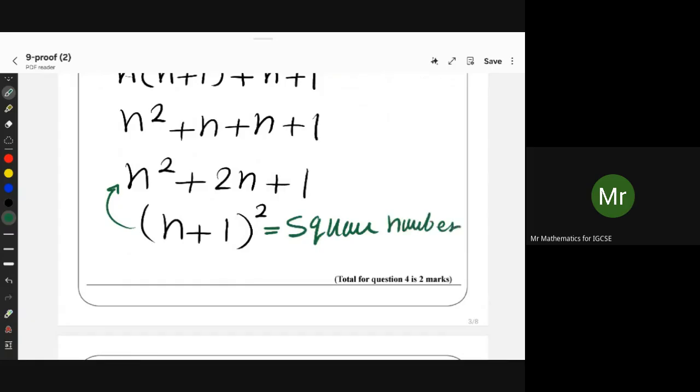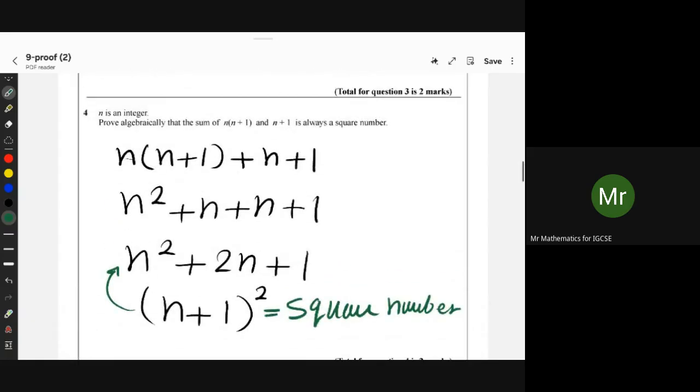As he said, the sum of them is always a square number. Yeah, it is n plus 1 squared, which is a square number.